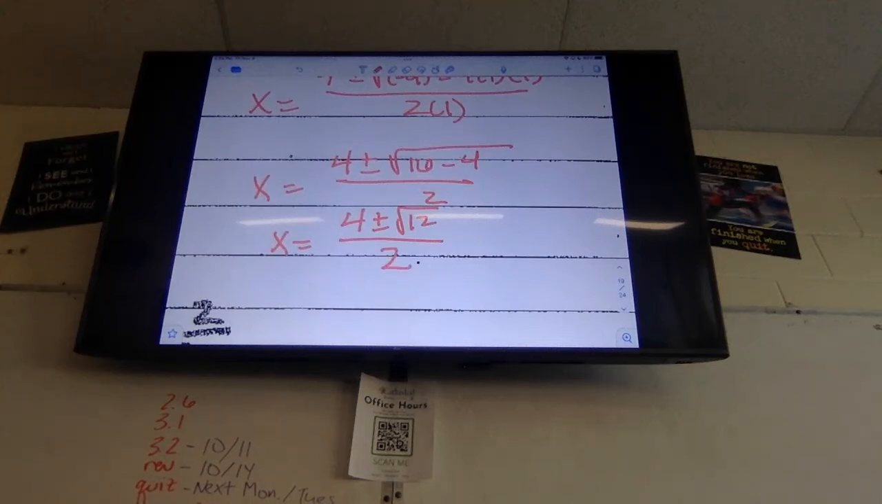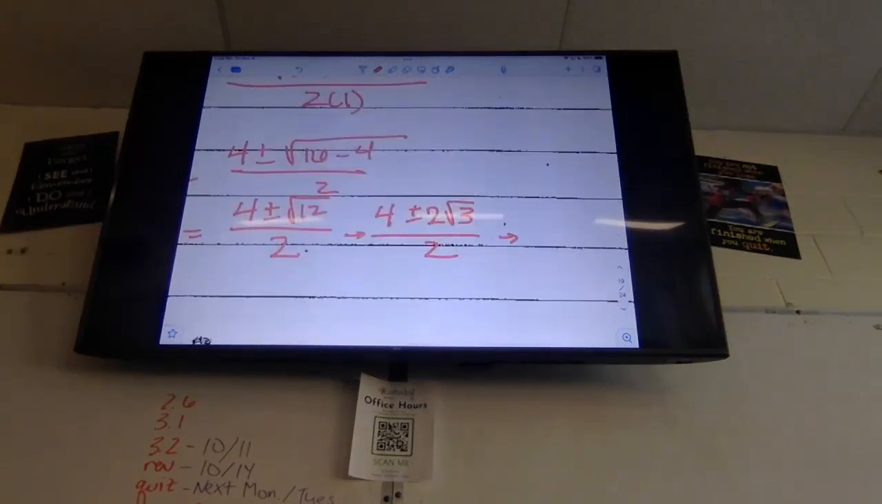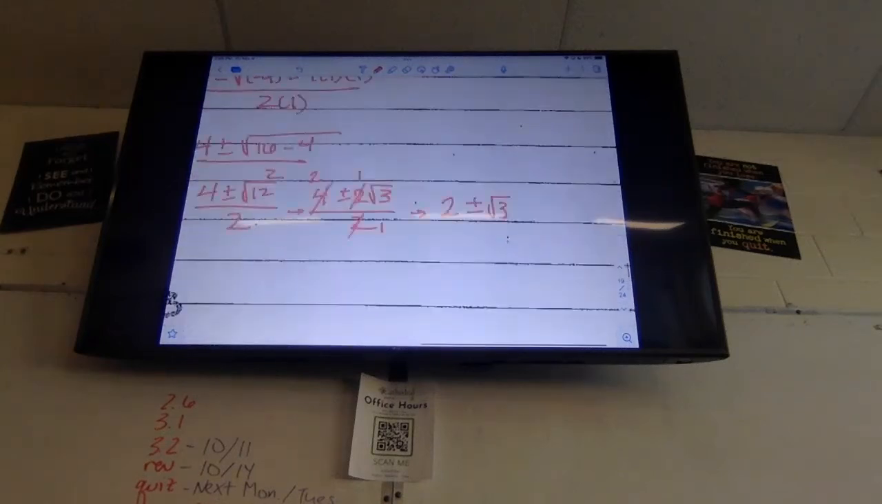Can we simplify radical 12? Yep. 2 root 3. Good. 2 root 3. And then can I do anything else? Right. What does it simplify all the way down to? 2 plus or minus root 3. Good. These are both ones, but if you write the ones in there, it's redundant. Do not write the ones, but you do need to write that root 3. So 2 plus or minus root 3 is probably your best answer. So that's what x equals.